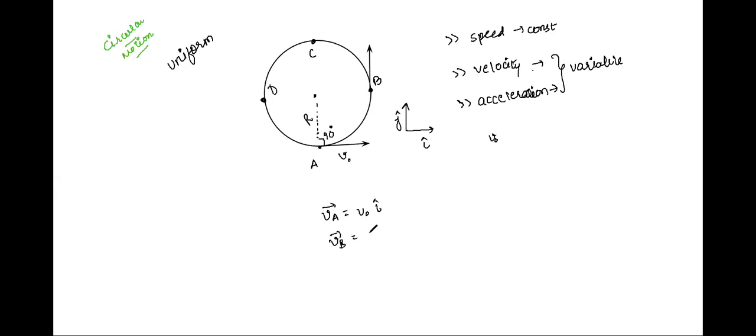Velocity at B, if the speed is constant. Given the question, the speed is constant and equal to V naught, in the upward direction, so it is V naught J cap. Absolutely correct. How about the velocity at C?